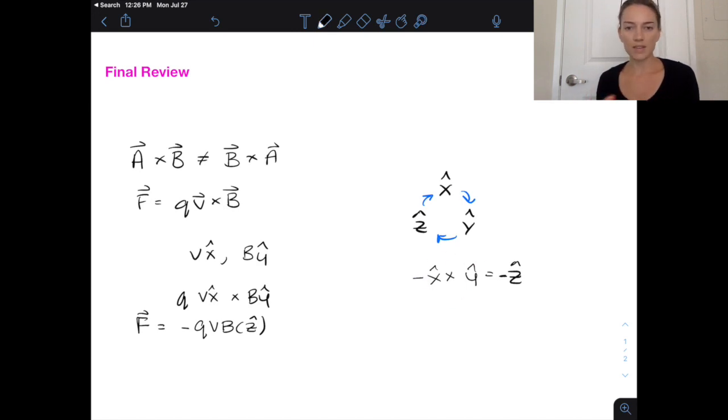And then the same thing if we were doing negative x hat cross negative y hat. Ignore the negative signs, say, okay, I have x hat cross y hat, that will give me positive z hat, and then two negatives, just like with multiplication, two negatives will give me a positive, so I still get positive z hat.